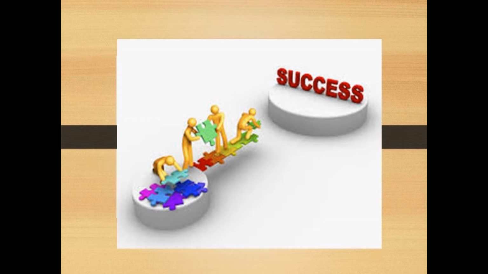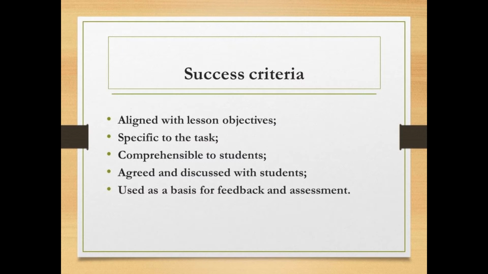Formative assessment in skillful hands will bring about students' success. Utilizing success criteria will develop students' understanding of learning outcomes. However, what makes success criteria efficient? Efficient success criteria should be aligned with lesson objectives. They should be specific to the task. They should be comprehensible to students. They should be agreed and discussed with students, and also used as a basis for feedback and assessment.